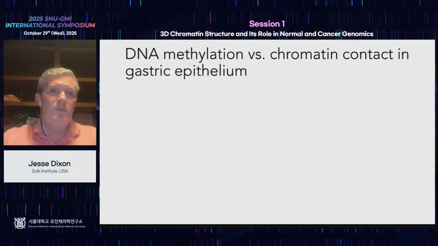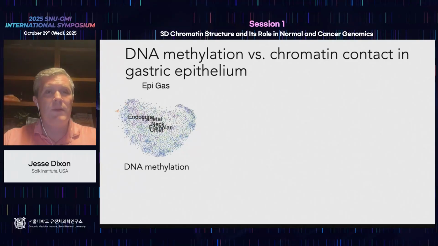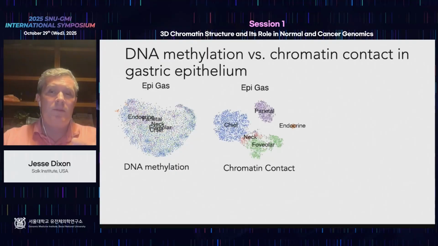The other thing that we can see is cases that are almost even more extreme. So this is a case where we're looking at epithelial cells of the stomach. If we try to cluster these based on DNA methylation, we don't really pick up on particularly clear patterns at all. Whereas from the chromatin contact data, we identify really distinct clusters corresponding to known cell types within the epithelium in the stomach.